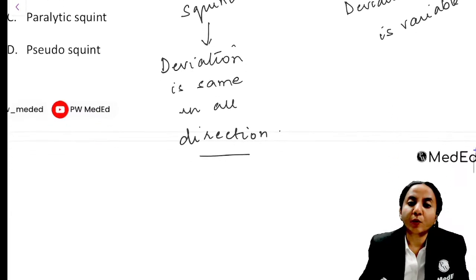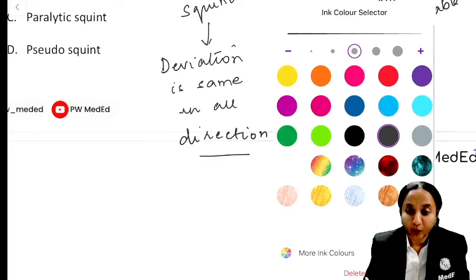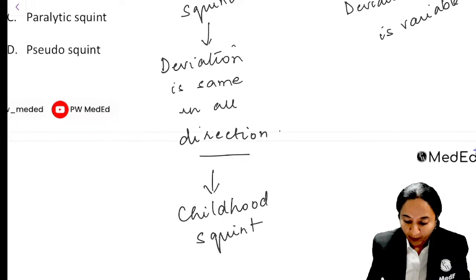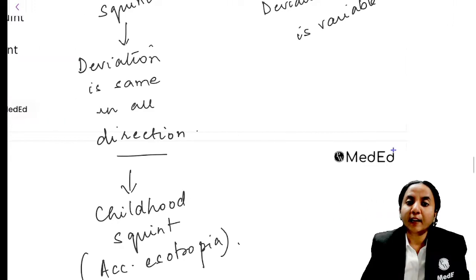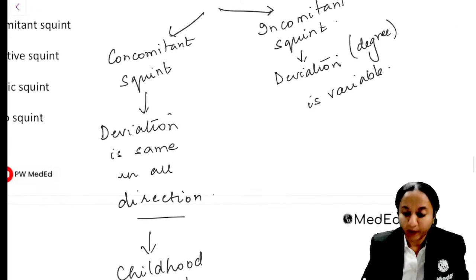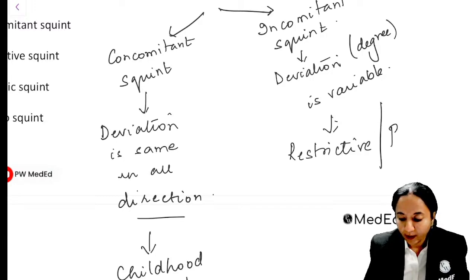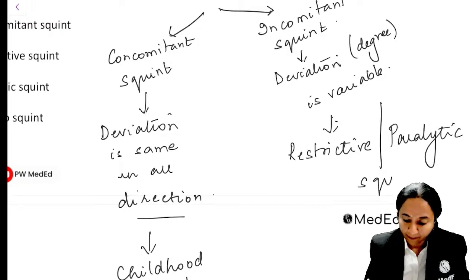Now what comes under concomitant squint? Under concomitant squint, mainly you will have the childhood squints, like accommodative esotropia, which we just studied. This is an example of a concomitant squint. And what all comes under incomitant squints? Under incomitant squint we have the restrictive and the paralytic squints.